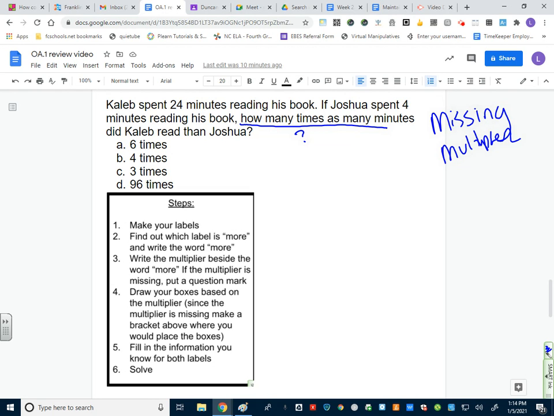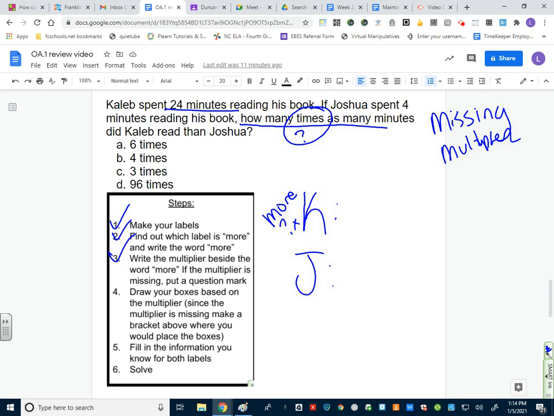I'm still going to start with my labels. I have Caleb, I have Joshua reading books. Well, who read more? Well, we can definitely know that Caleb read more because he read 24 minutes and Joshua only read 4. After the word more, we have to write the multiplier, but we don't have the multiplier. So instead of putting a number there, I can just put a question mark for now.